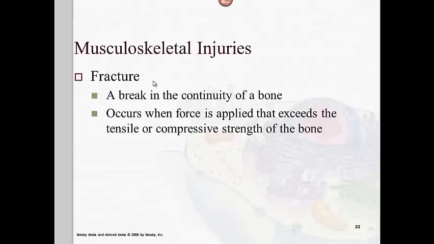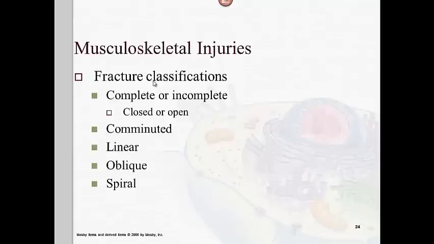A fracture is no more than a break in the continuity of a bone and occurs when a force is applied that exceeds the tensile strength of the bone. To talk about the classification of fractures, you could classify fractures as complete and incomplete, open or closed. For example, in a complete fracture, the bone is broken all the way through, and in an incomplete fracture, the bone is damaged but still in one piece.